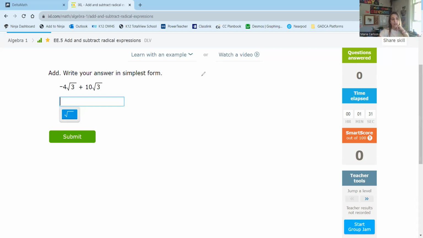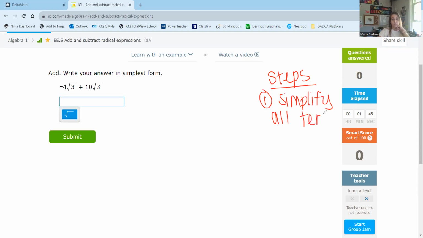So our steps to adding and subtracting radical expressions: your first step is always going to be to simplify all of your terms. When I look at my terms here, the terms that I have are -4 square root of 3 and 10 square root of 3. Both of these are already simplified. I can't break 3 inside the radical down anymore, so we are good to go.